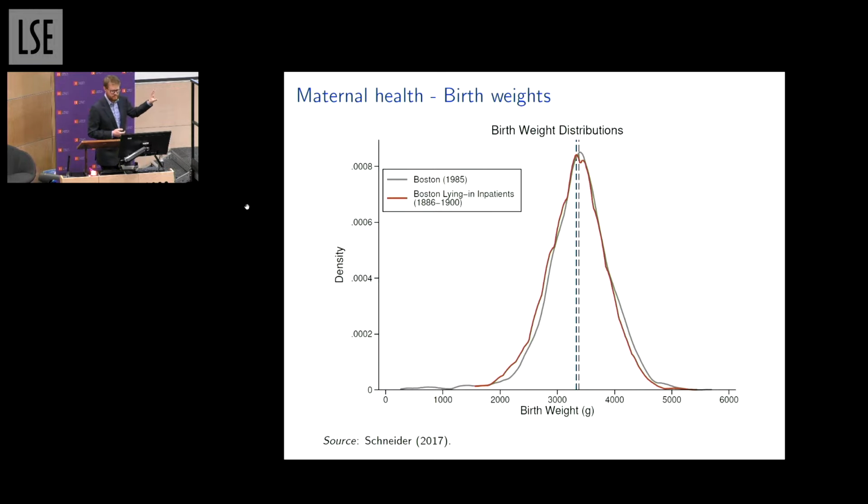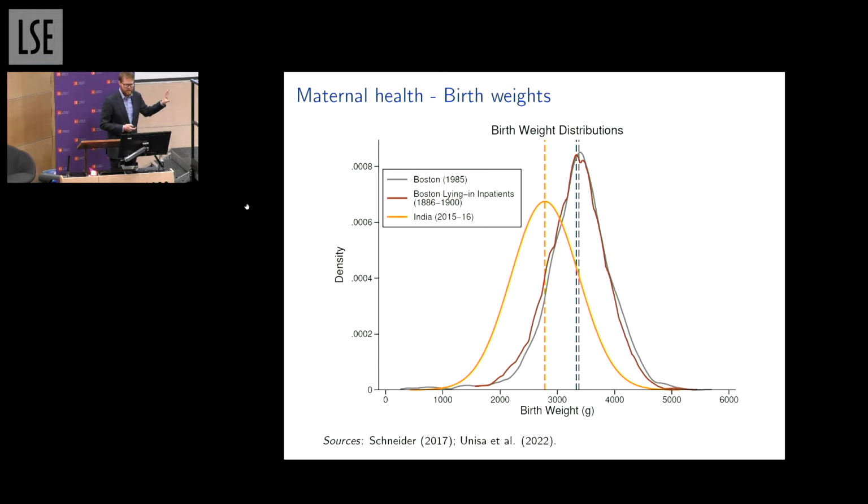Very, very close. If we then plot the birth weights of Indian children, you can see it's just completely different, right? The mean birth weight is far lower in India. And if we look at the differences, the increase in birth weight in Boston over time was about 50 grams, and the difference between Boston today and India is 600 grams, okay?